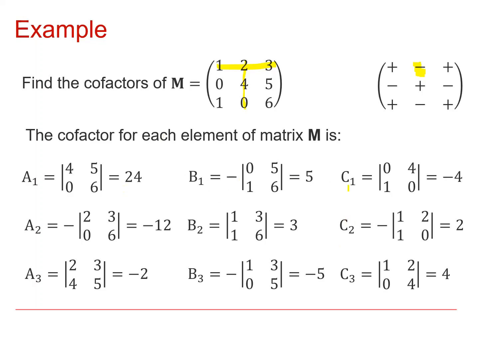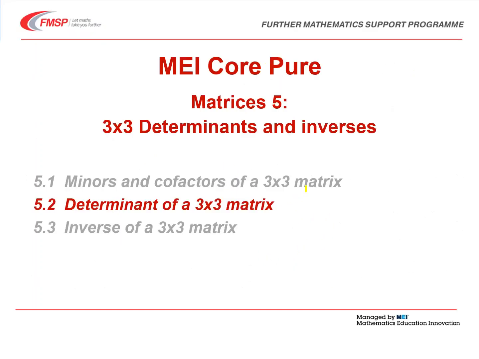When we've got all of these cofactors, we can then go on to the next 2 steps, and our next video in the sequence, 5.2, is the determinant of a 3 by 3 matrix.